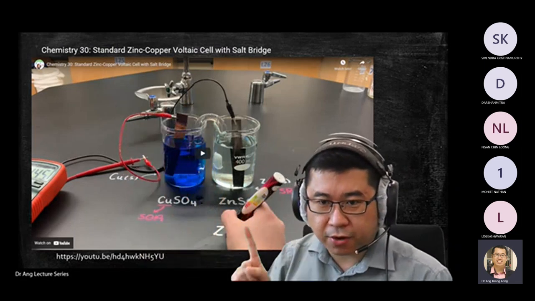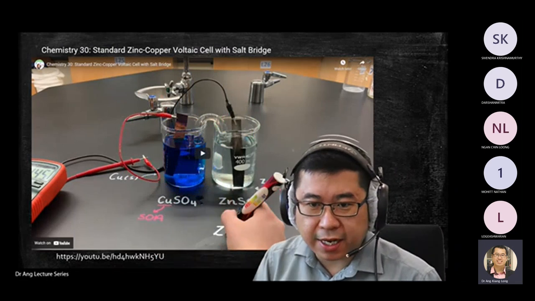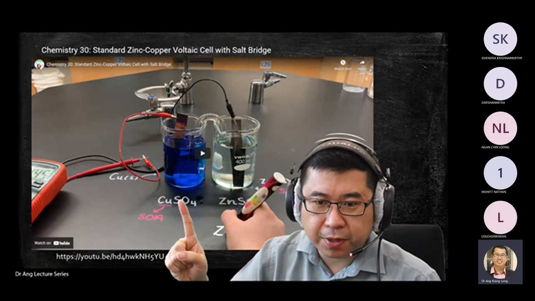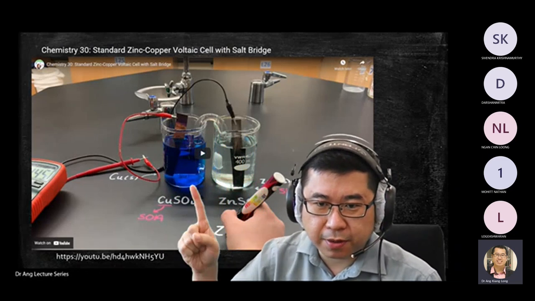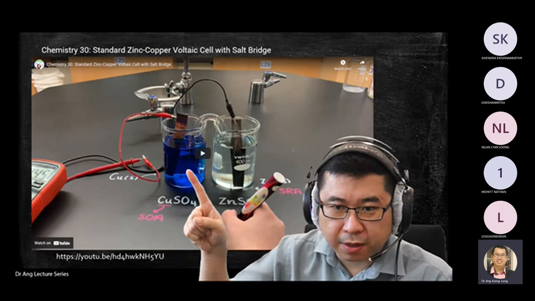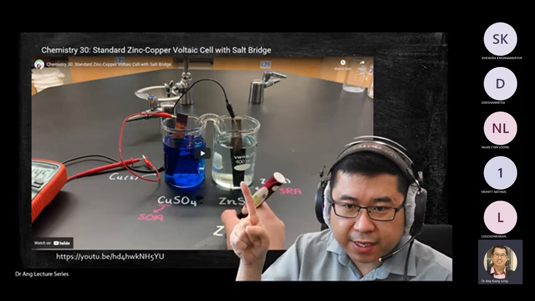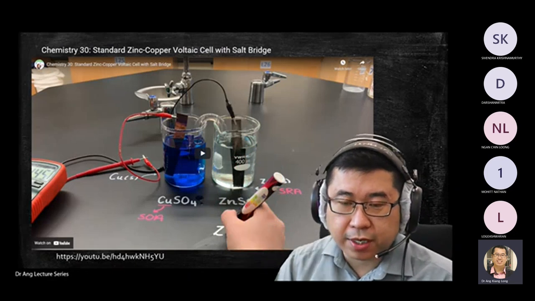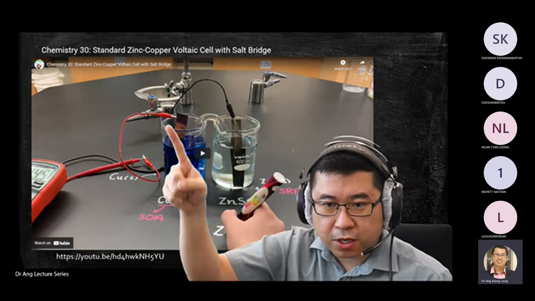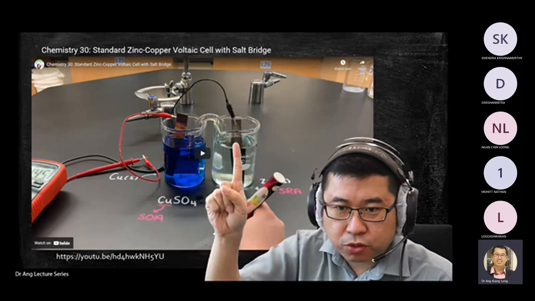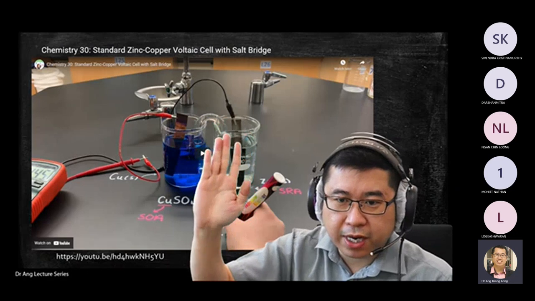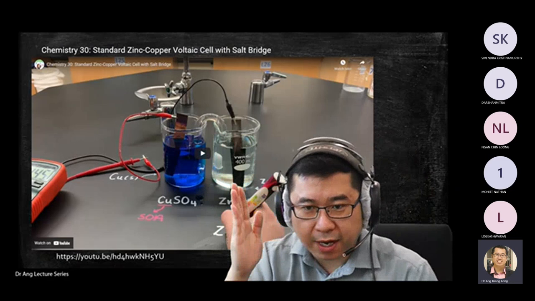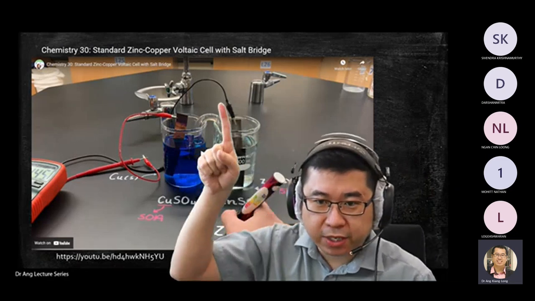This is called cell. Inside this cell, you have two media, where one half is copper sulfate, a copper solution here, blue color. And you have another half, which has zinc and a zinc solution here. So this is called a cell, and you break it into half through the bridge here. We call it half cell. So this is half cell, this is half cell. Half means you chop the reaction into half.